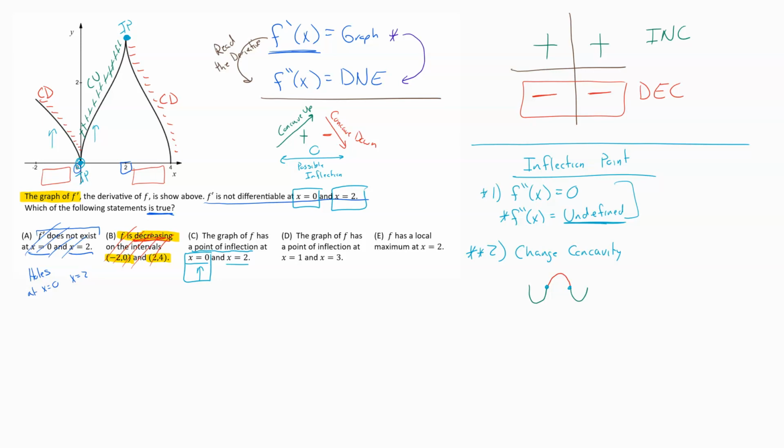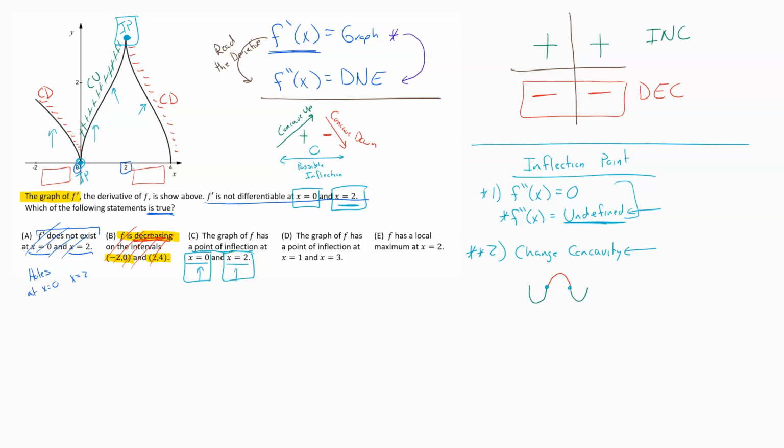Then looking at x equals 2, it fits again the first quality, which is that it is undefined there. They told us that in this situation. It's also got a sharp corner. You know we don't have derivatives at sharp corners like that. And it goes from concave up to concave down. So it also changes concavity and fits the second requirement of an inflection point.